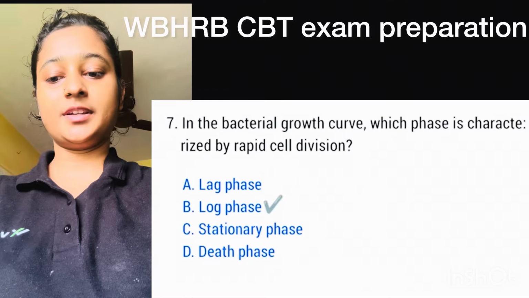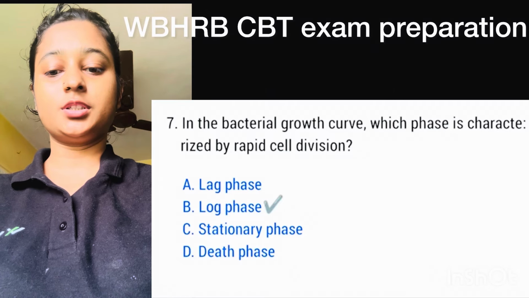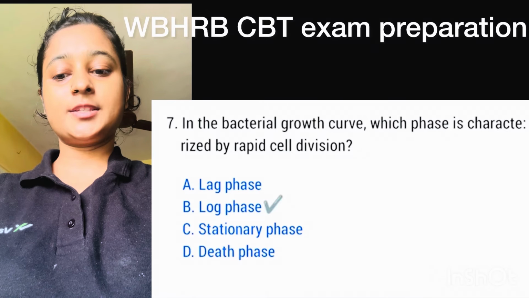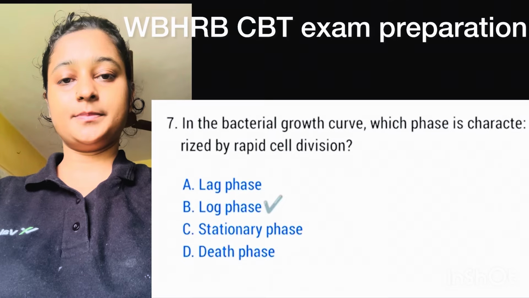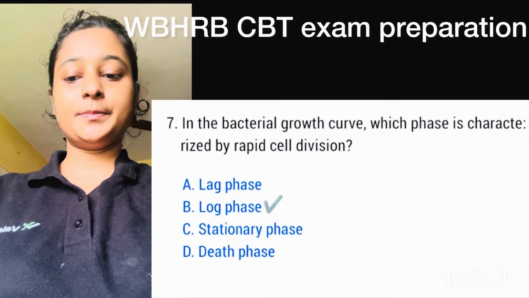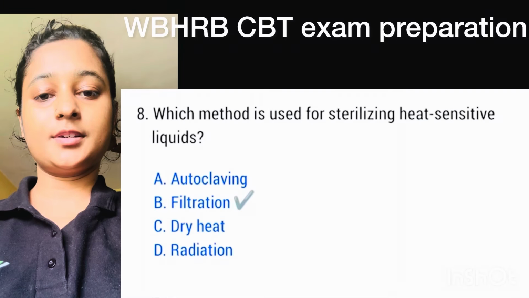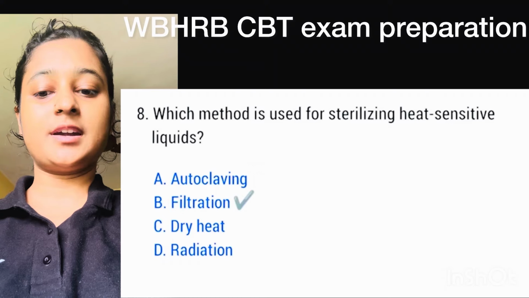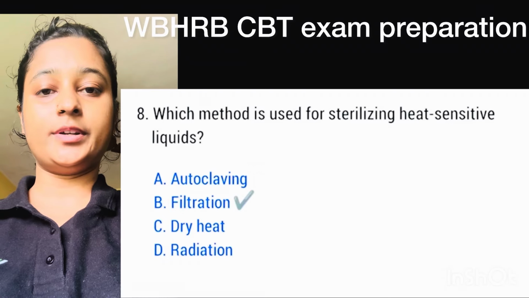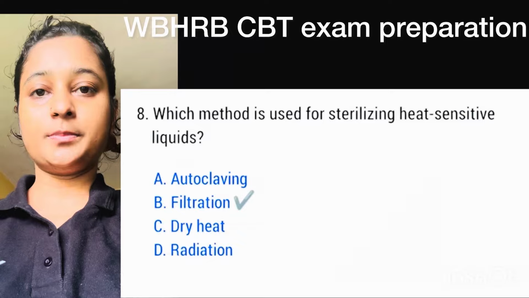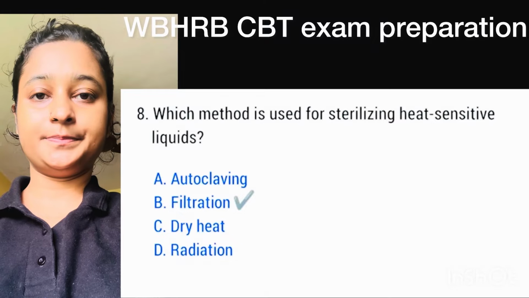Question number 7. In the bacterial growth curve, which phase is characterized by rapid cell division? Here correct option is option B, log phase. Question number 8. Which method is used for sterilizing heat sensitive liquids? Here correct option is option B, filtration.